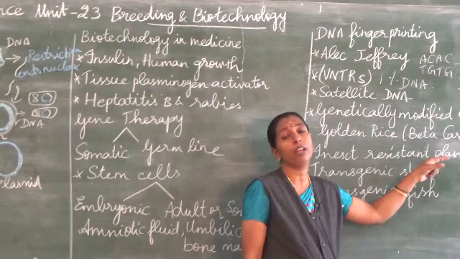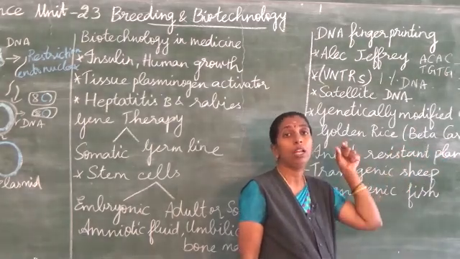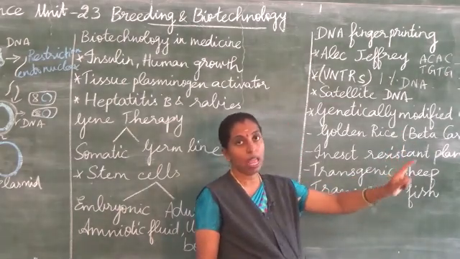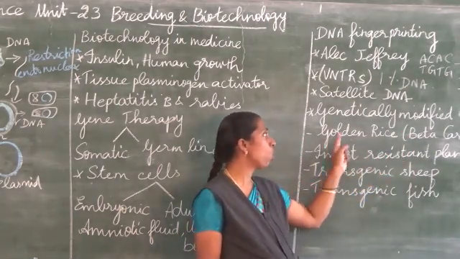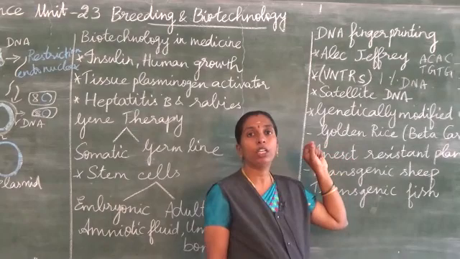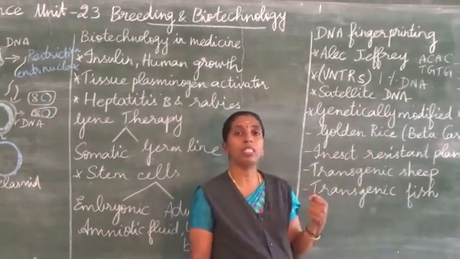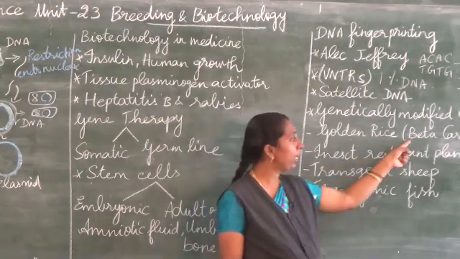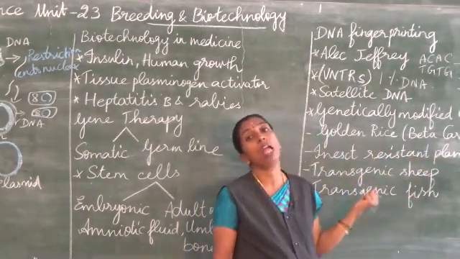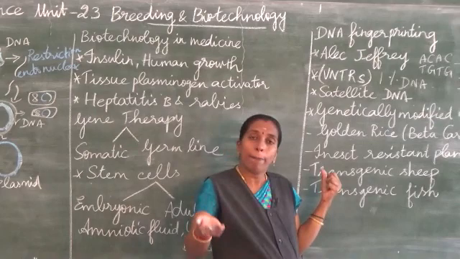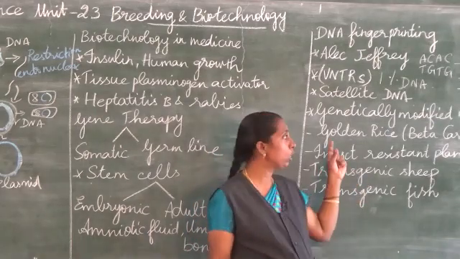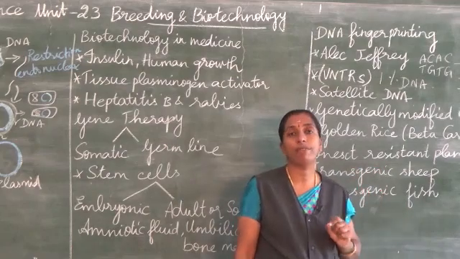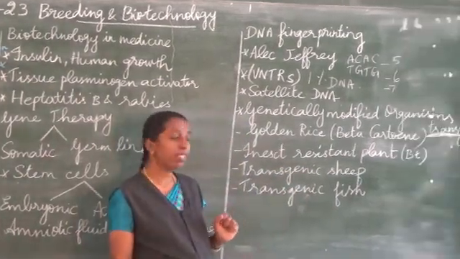This beta carotene can be highly induced and produced in a rice variety, and that rice variety is called golden rice. When we take this rice, it will prevent vitamin A deficiency, because the beta carotene gene is induced in the rice plant. So the rice that is produced is called golden rice, and it will help us rectify vitamin A deficiency.